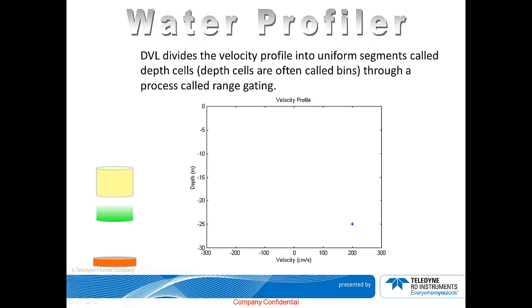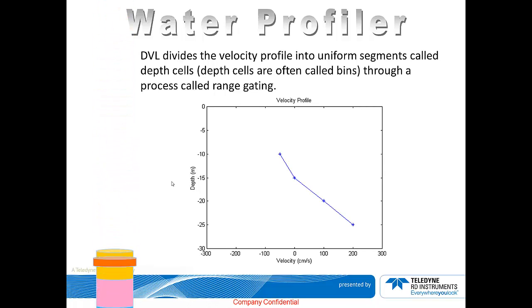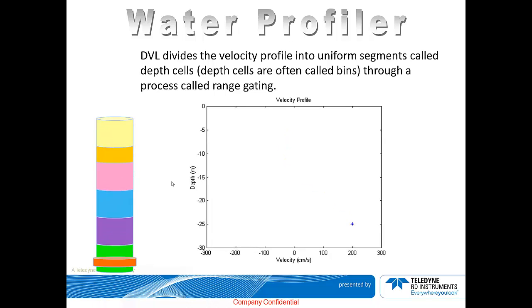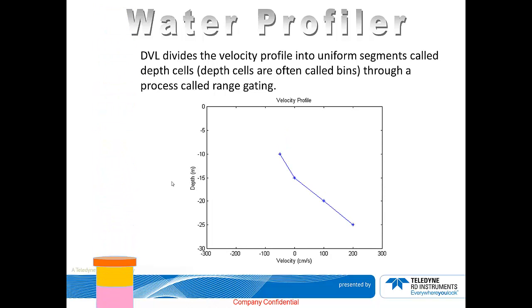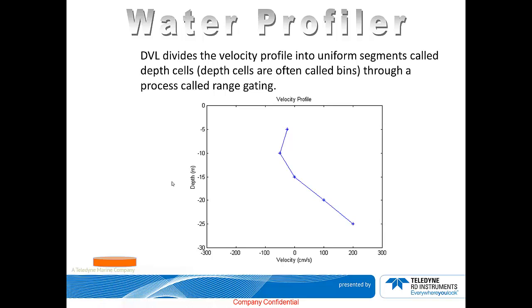So how does the DVL perform water profiling? As you can see in this simple animation, return echoes from the outgoing transmit pulse are time-gated and stored into the depth cells as the transmit pulse moves through the water column, resulting in a current profile. The depth cells here are represented by the colored stacks in this slide. Basically, the DVL divides the velocity profile into uniform segments, which are the depth cells, through a process called range gating.